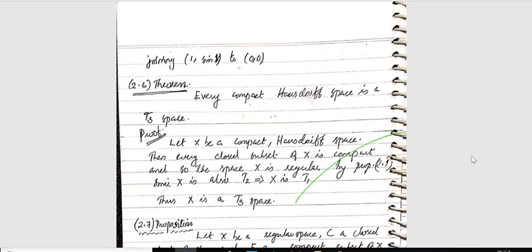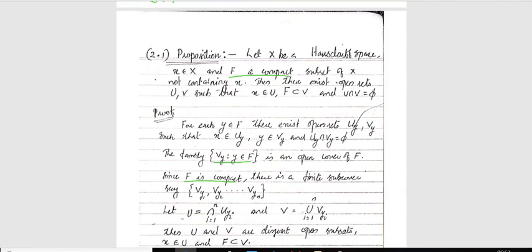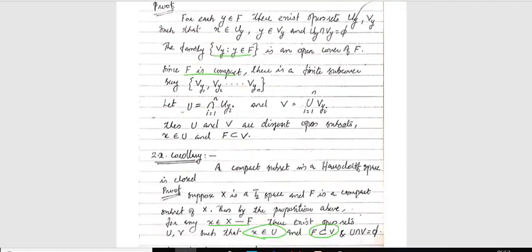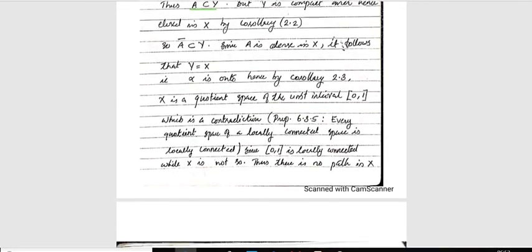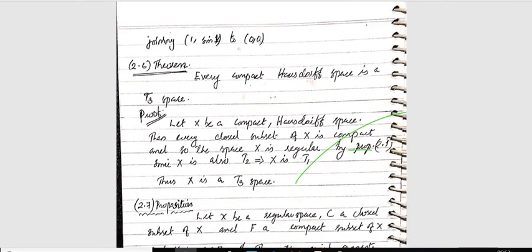Remembering proposition 2.1. Proposition 2.1 says that if X is a Hausdorff space and F is a compact subset of X not containing x, then there exist open sets U and V such that x belongs to U and F is contained in V. This is nothing but the condition for regular. So here we have proved that every compact Hausdorff space is a T3 space.